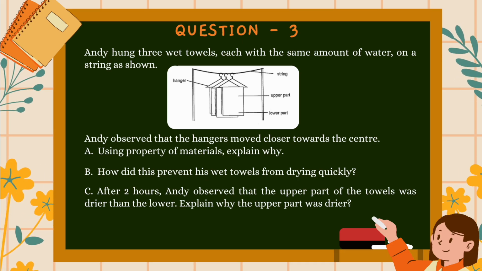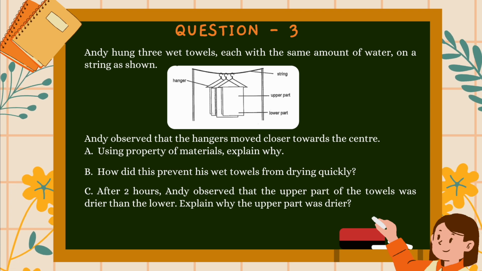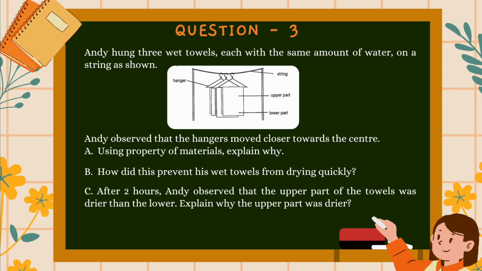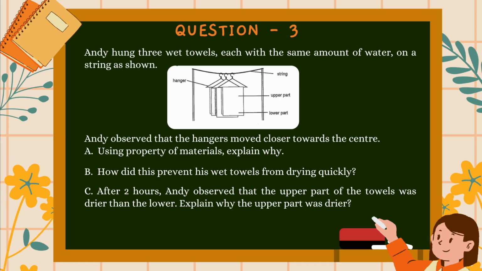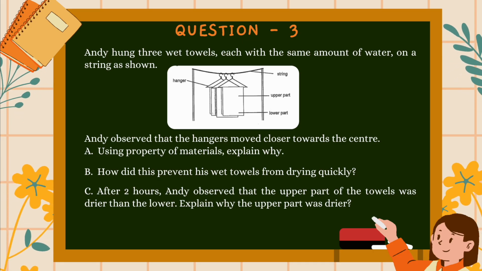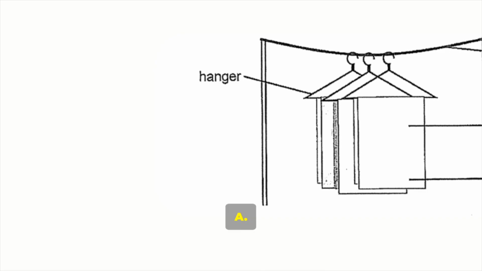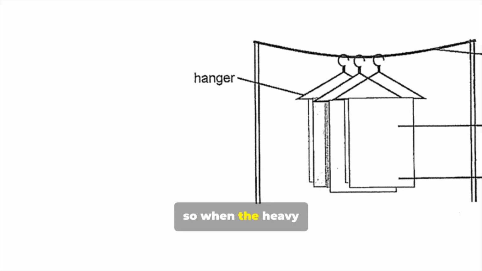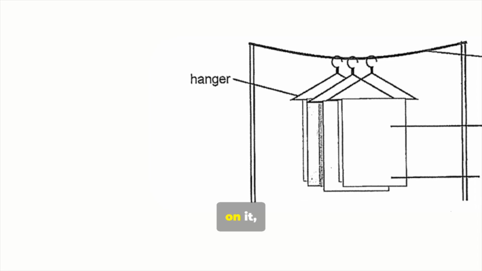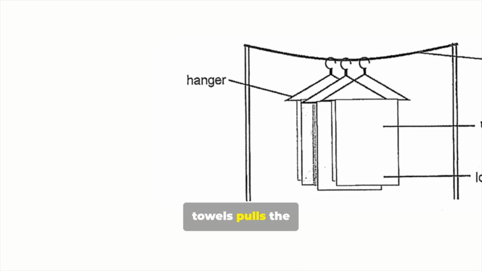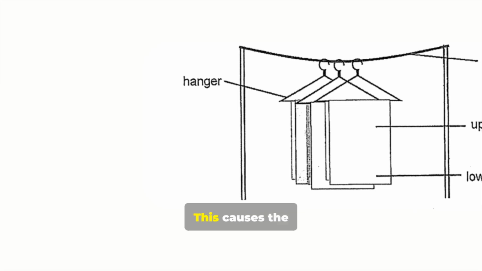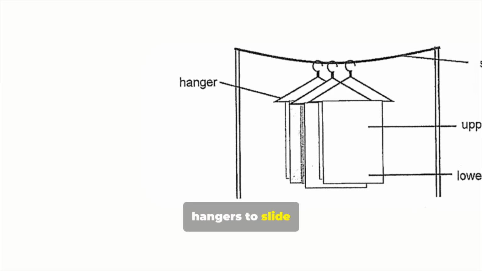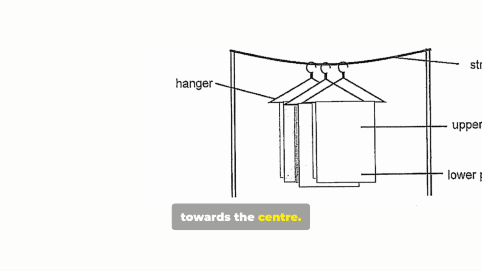C. After 2 hours, Andy observed that the upper part of the towels was drier than the lower. Explain why the upper part was drier. So let's discuss the answers. A. The string is flexible, so when the heavy wet towels are hung on it, the mass of the towels pulls the string downward. This causes the hangers to slide towards the center.